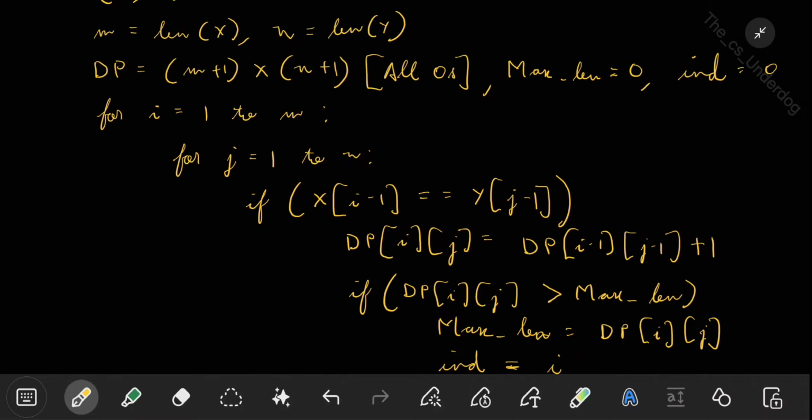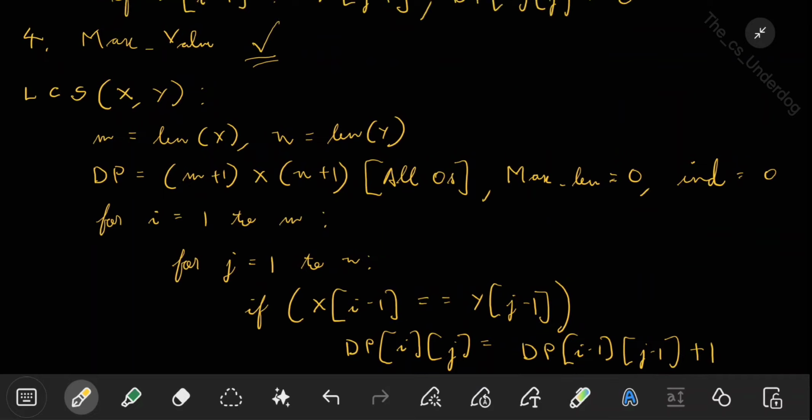Let us see this algorithm once more. What are we doing here? In the longest common substring algorithm, we'll first find out the length of two strings x and y and store it in m and n. The next step is to define a new matrix or a two-dimensional array which is called dp. It should be of size m plus 1 cross n plus 1, and the first column and first row should be zeros. I just wrote all zeros. First column and first row should be zeros.